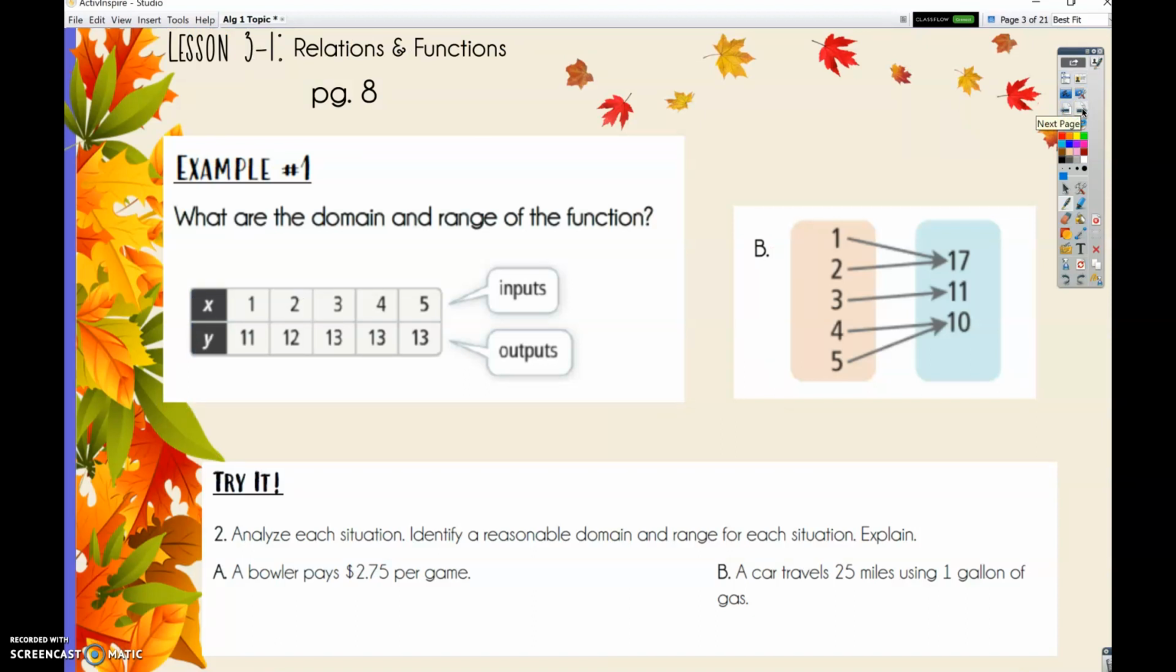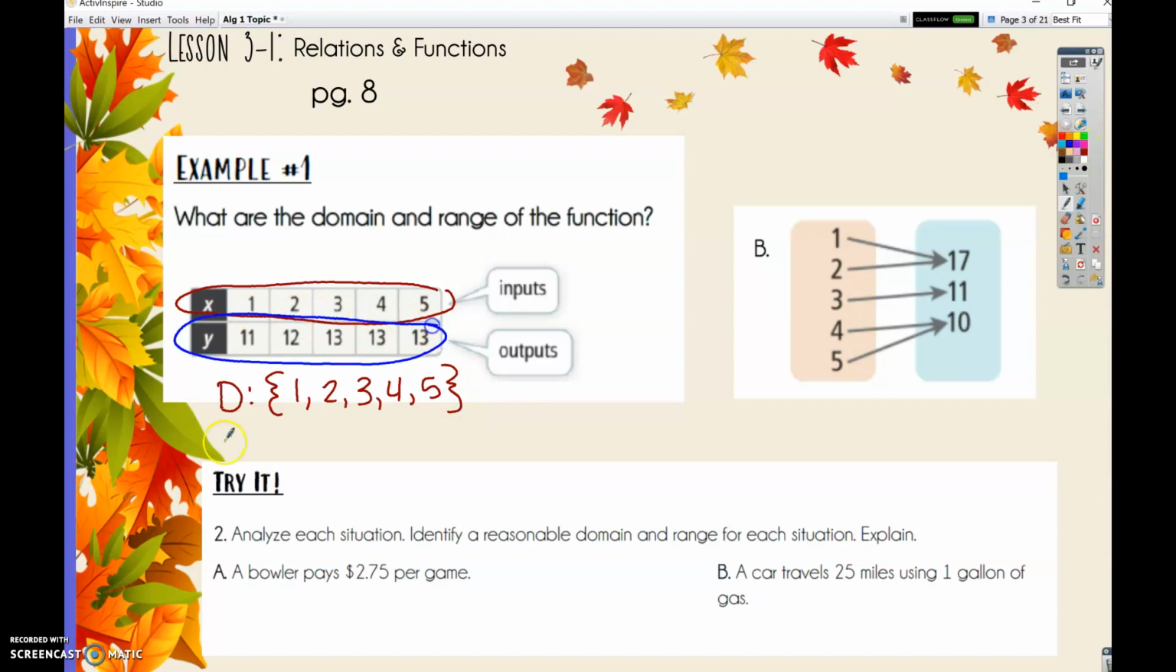So in this case, we're listed in a table. I'd recommend you use a table, or maybe even more importantly, a mapping situation to help you in the rest of this chapter. So if they ask for the domain, we're just asking for all the inputs, all these X values. And we list our domain with our little funny bracket there, and we just simply list all the numbers that are a part of our inputs. Our range, on the other hand, is all the Y values or all the outputs. We list this in the same fashion.